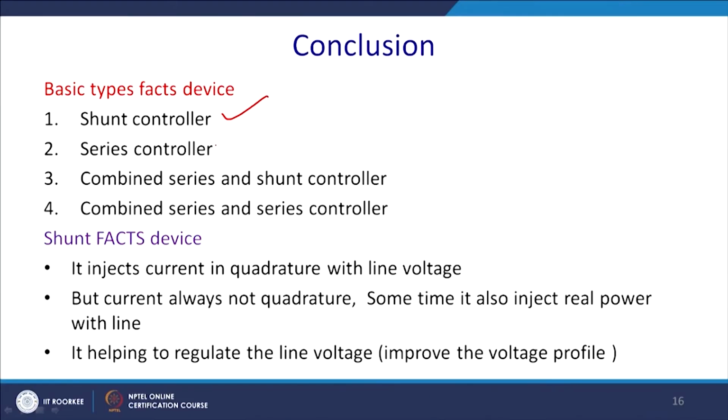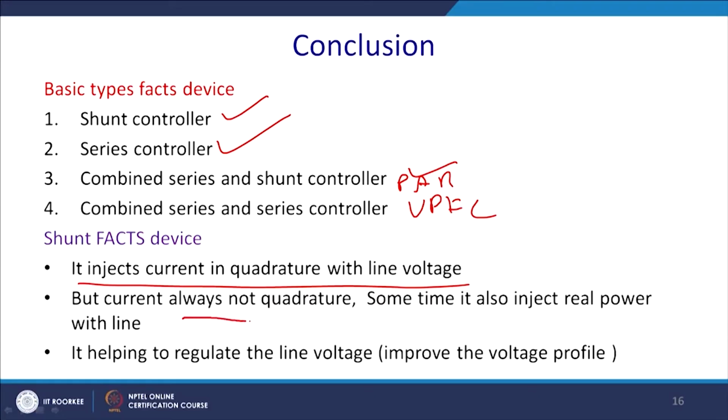So, we know the basic types of FACTS devices are shunt controller, series controller, power angle regulator, and combined series and shunt controller. This is basically PAR and this is basically UPFC. Now we start discussing the overall FACTS devices and their philosophy.